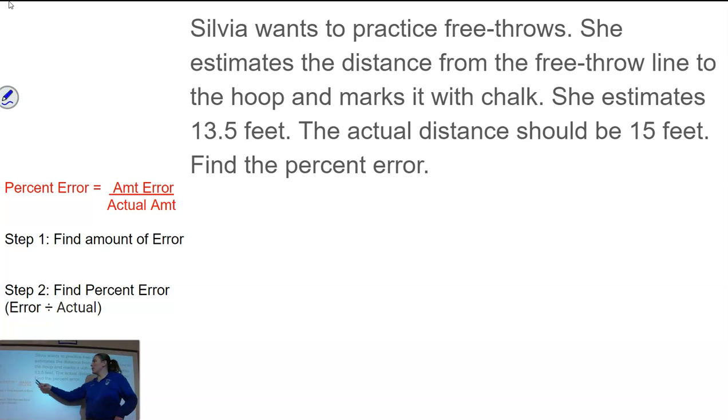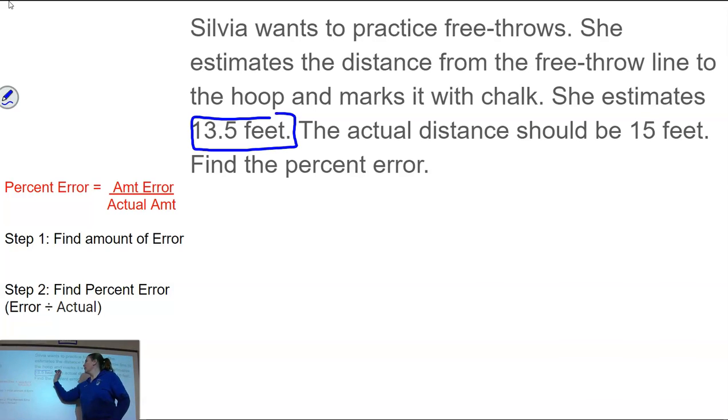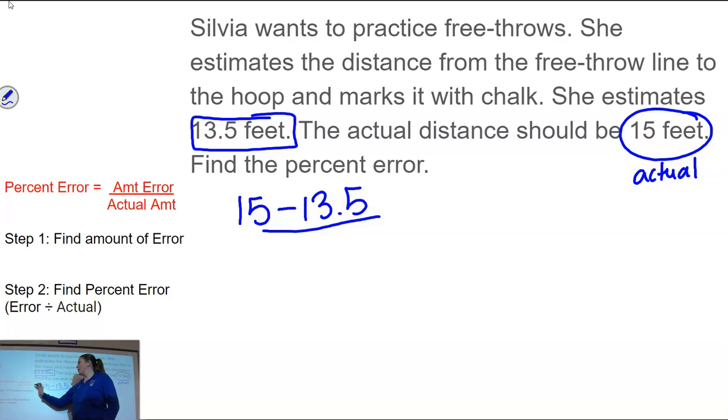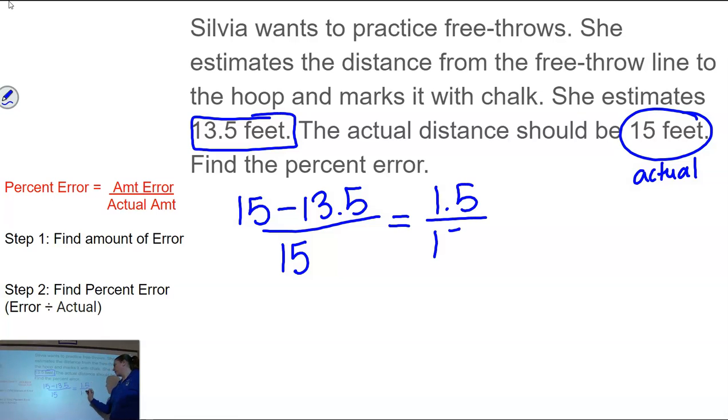Okay, so we need to find the difference between what she did and the actual. Okay, so I'm going to start with my bigger one. So I have 15 minus 13.5. And that goes over the actual amount, and the actual was 15. Okay, so 15 minus 13.5 is just 1.5. And 15's on the bottom. So when I divide this, I get 0.1.